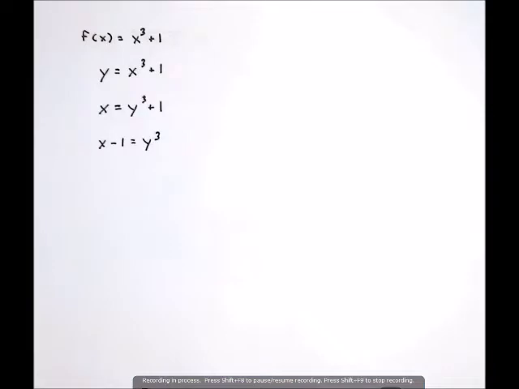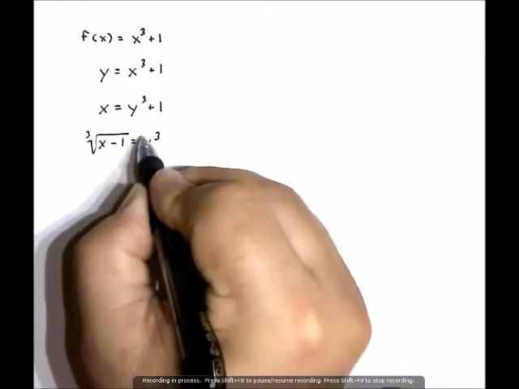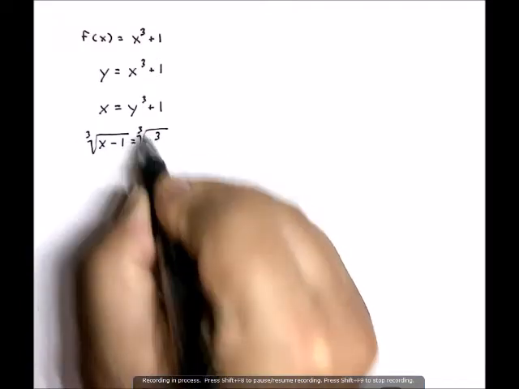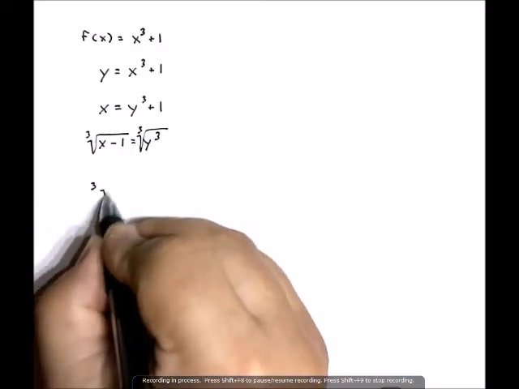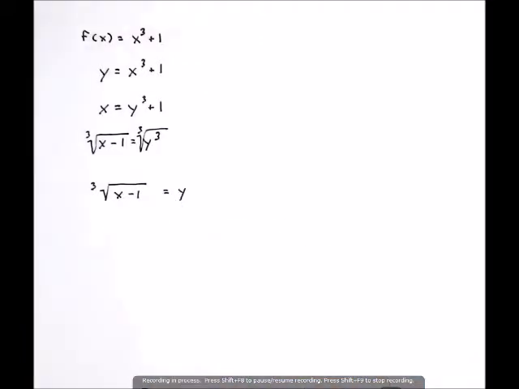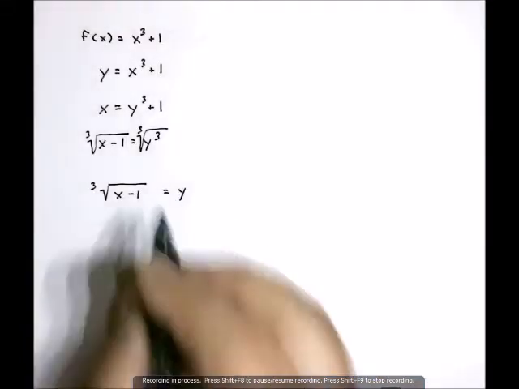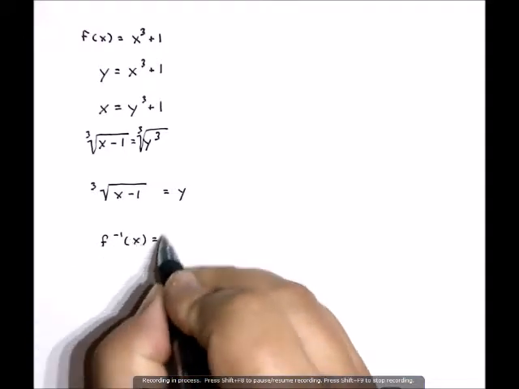And to get rid of cubes, I use cube roots. So I'm going to take the cube root of each side, and that will cancel out there. So y equals the cube root of x minus 1, and that is my inverse function.